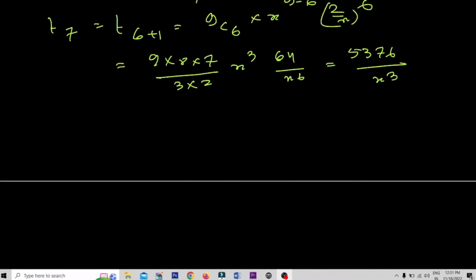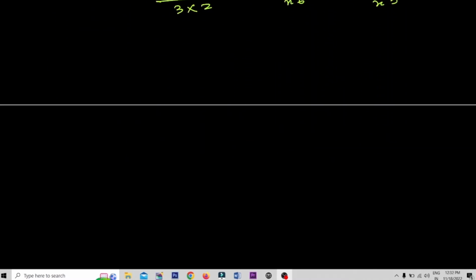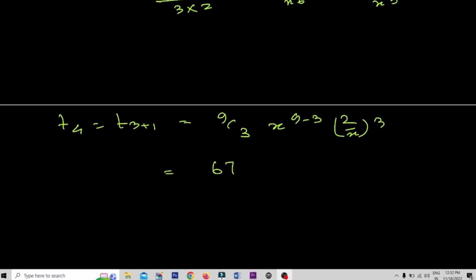And the 4th term from the beginning. So normally T4 equals T3 plus 1, that is 9C3, first term whole to the power 9 minus 3 and second term whole to the power 3. If we calculate, we are getting 672 x cube.